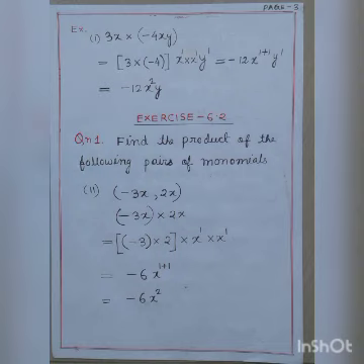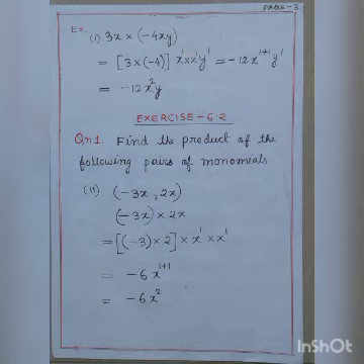So, 3 into minus 4 is minus 12. x to the power, the sum of the powers, that is 1 plus 1, and y to the power 1, which is equal to minus 12x square y.